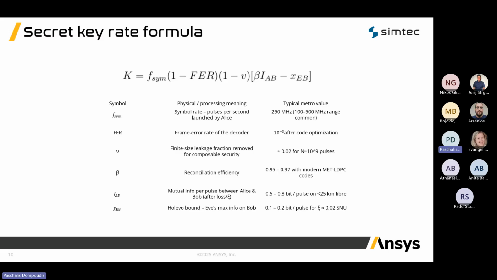And everything we discussed so far, loss, noise, reconciliation, ends up in this one expression that tells us how many truly secret bits per second we can deliver.